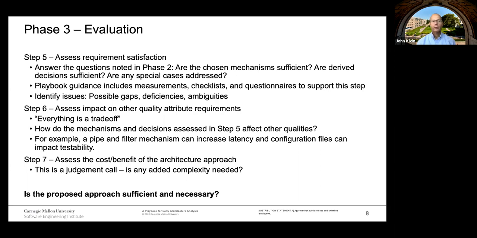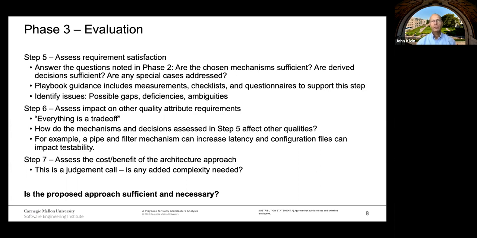But some approaches also increase complexity. They add new types of components. In this example, we started off with a signal processing pipeline. Maybe we add a configuration file. This is a new type of component, increasing the complexity of the solution. And the analyst needs to decide if the benefit that's provided by the approach justifies the added complexity that it introduces. Now, this is a bit of a judgment call.